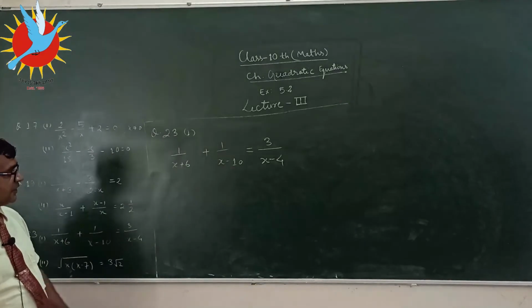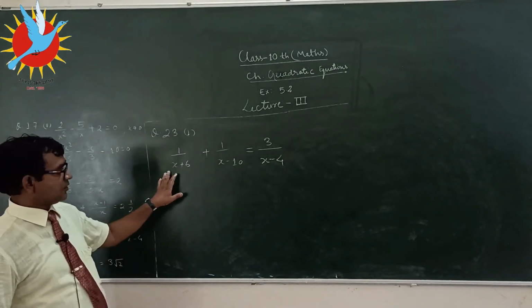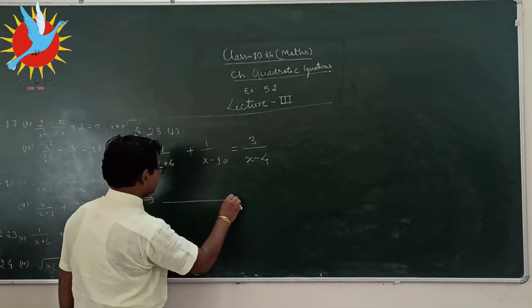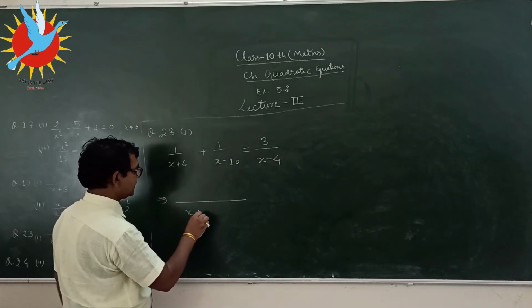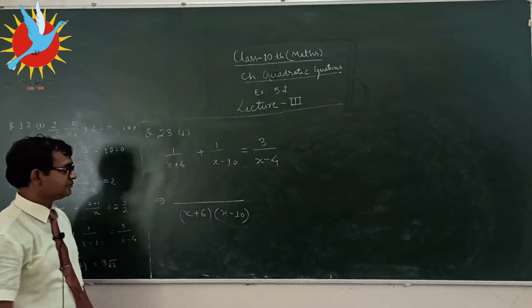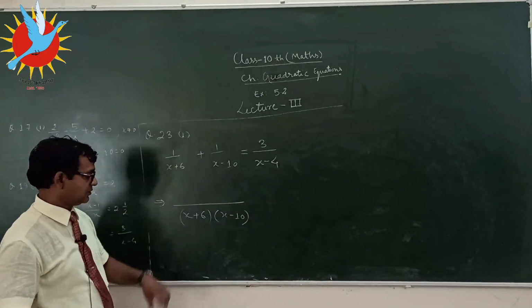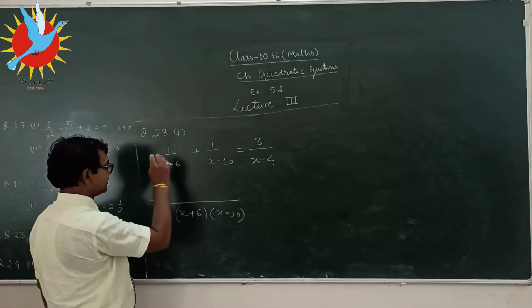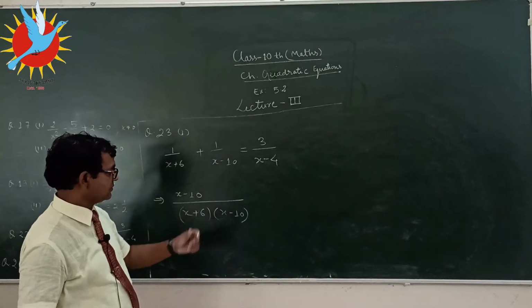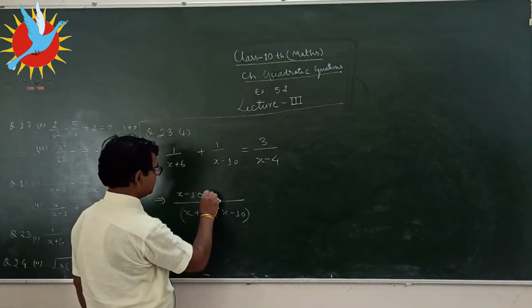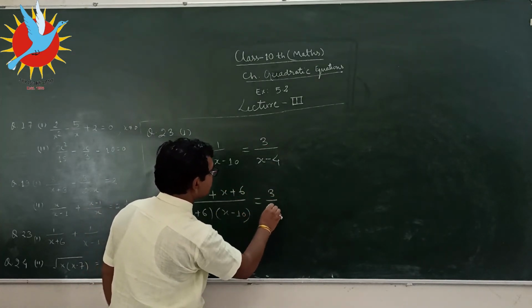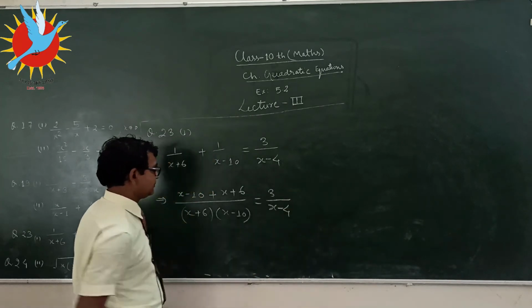Question number 23, first part is this. Now to solve this, we have to take the LCM of these two. (x plus 6)(x minus 10) would be the LCM. Divide this by this: we have x minus 10 multiplied by 1 becomes x minus 10, and divide this by this, x plus 6, equal to 3 upon x minus 4.